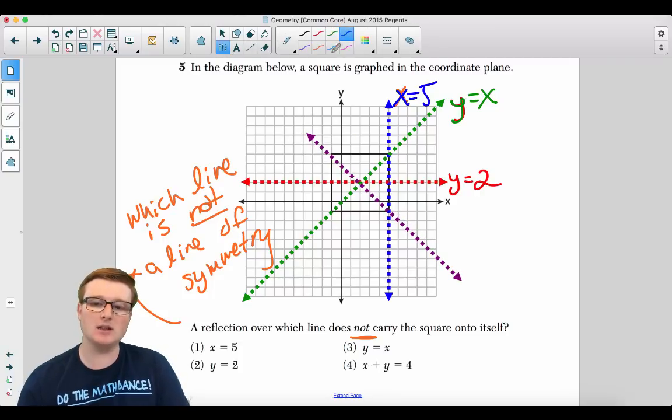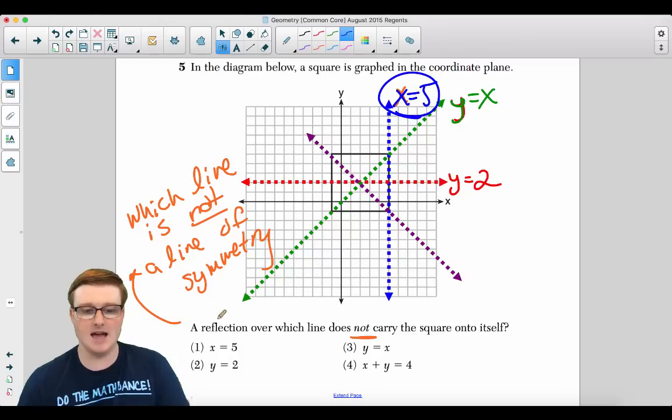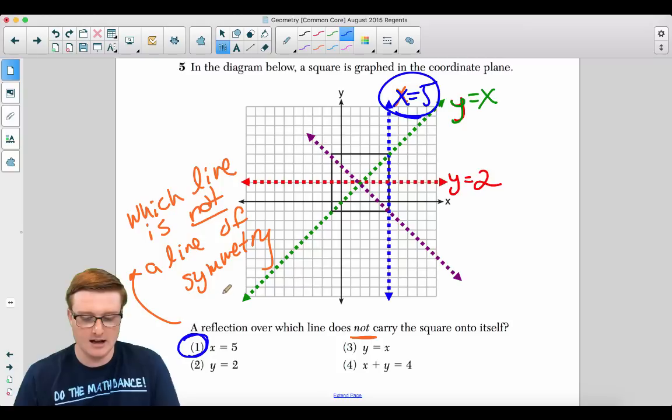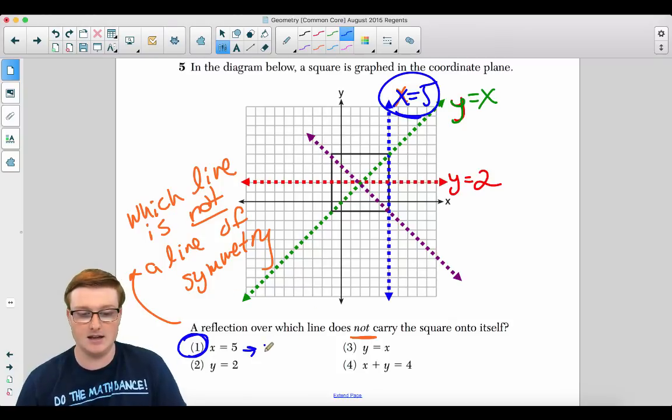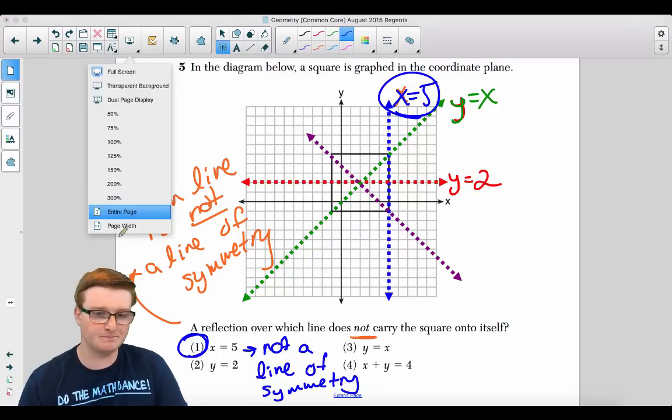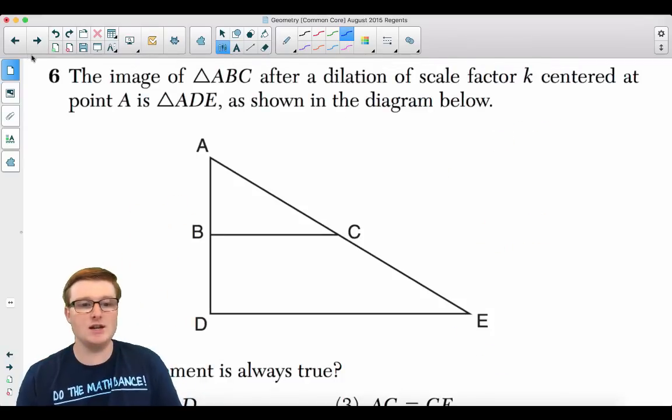So which of the following lines is not a line of symmetry? Clearly, it's got to be x equals 5 because it's not bisected. Well, it's not cutting the square in half. It's not a line of symmetry. Okay? Pretty simple question. Moving on to question number 6.